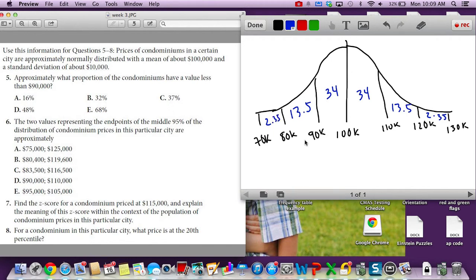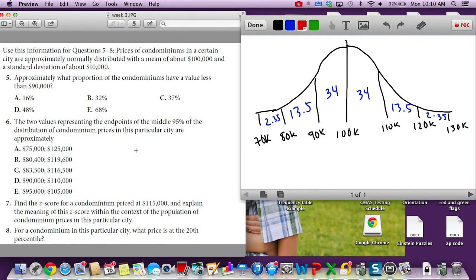Okay, so my first question says, approximately what proportion of the condominiums have a value less than $90,000? So 90,000 is 1 standard deviation, so I'm looking at all of these values here. One thing that I'm going to use is that I know that this whole thing is 50%. So I know I'm not counting then 34% of the 50%. So this is going to be 50% minus 34%, which is 16%. So my answer would be A. Okay, so let me go through then and take us back to kind of our blank.